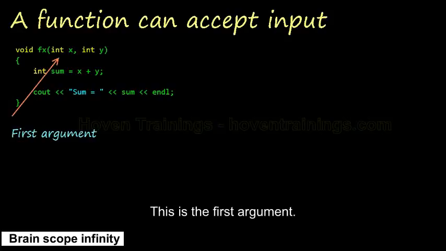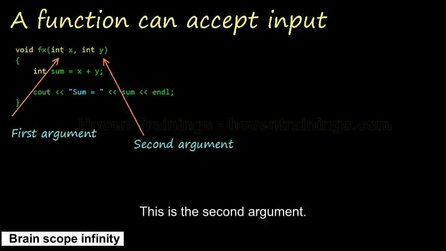This is the first argument. Its type is written alongside. So the first argument is of int type. This is the second argument. Its type also has to be mentioned here itself.